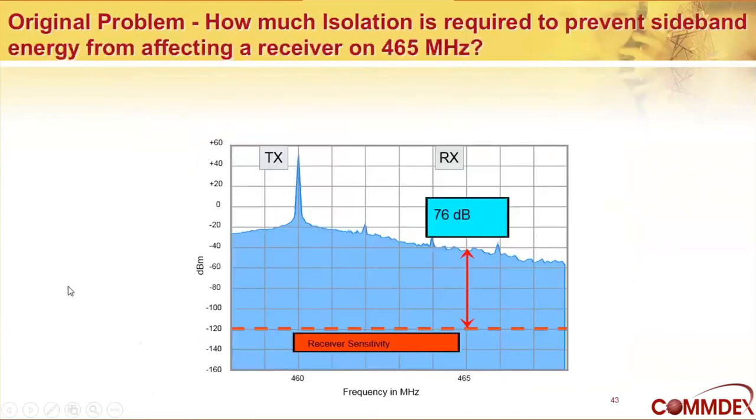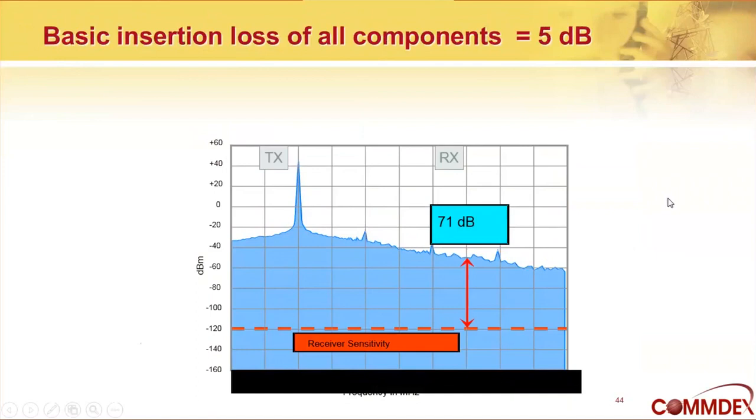So if you recall, our original problem was we had a transmitter at 460, a receiver at 465. The transmitter noise curve was 76 dB above our receiver sensitivity at 5 megahertz away. And we needed to get that isolation. And we looked at all these different things. So let's start looking at them together. So first of all, let's look at the insertion loss. That knocked everything down 5 dB by way of across the board attenuation. So now we are only 71 dB above our sensitivity curve.